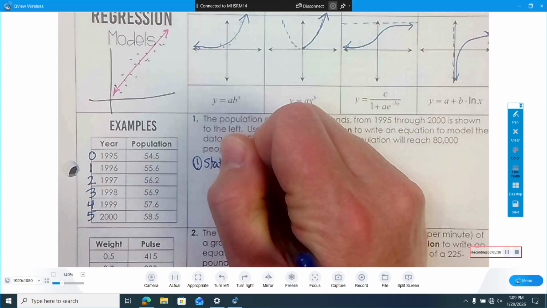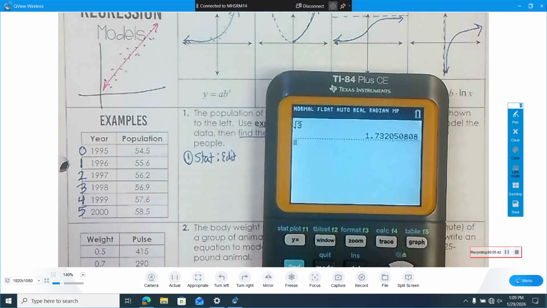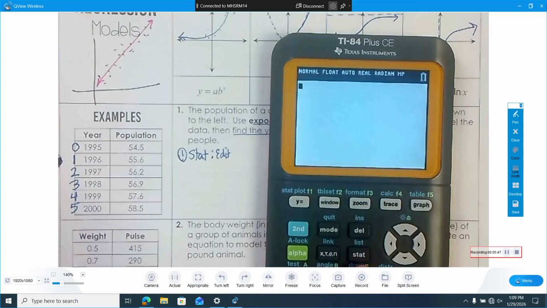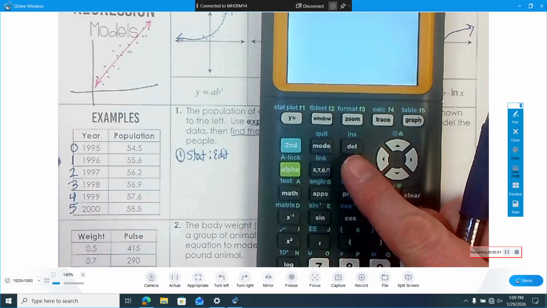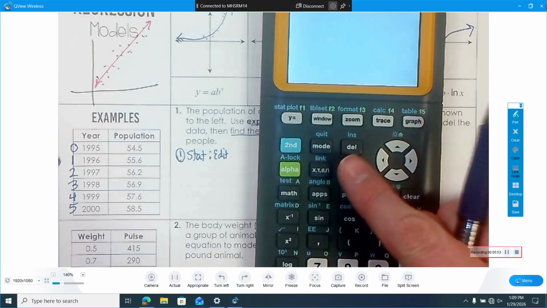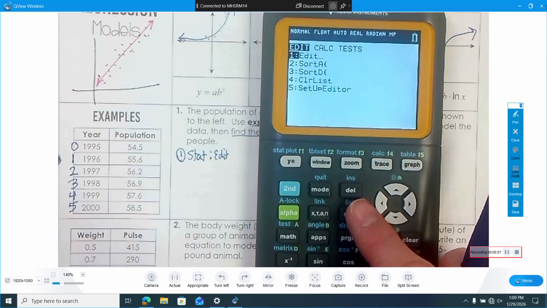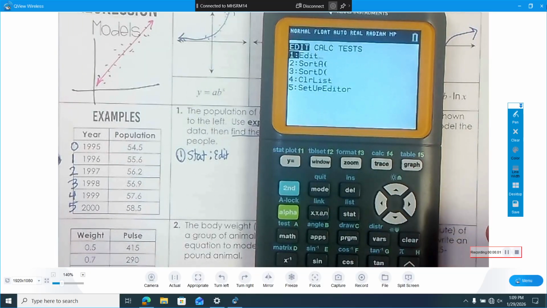And we're going to choose Edit, because we're going to edit our statistics and enter the data. So on your calculator, we are going to go to the Stat menu, which is right here below the delete button. Are you with me? Stat. You get this menu. Got it? All right, and then we're going to choose number 1 because we want to edit it.